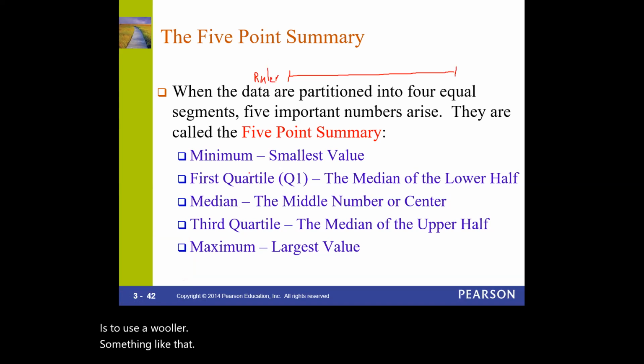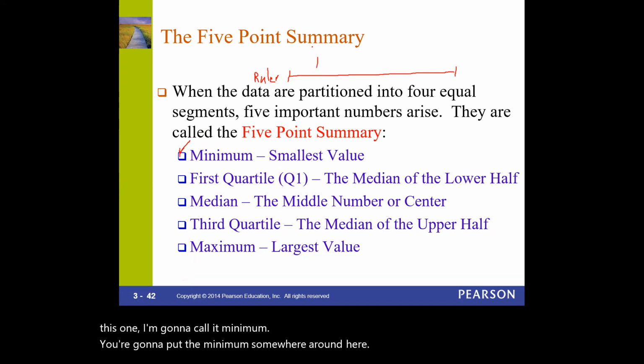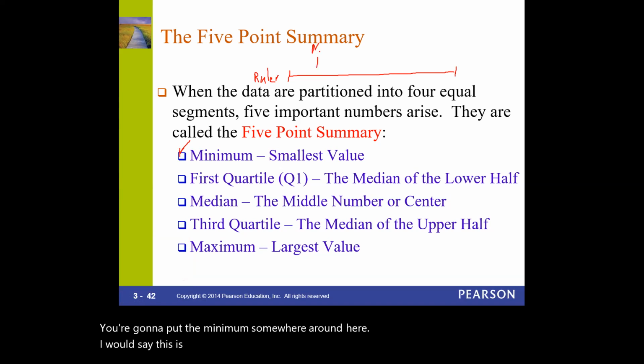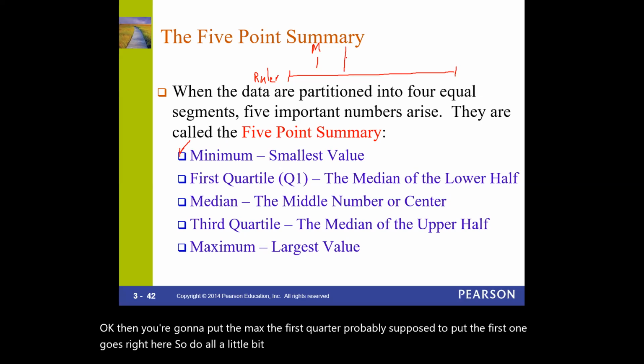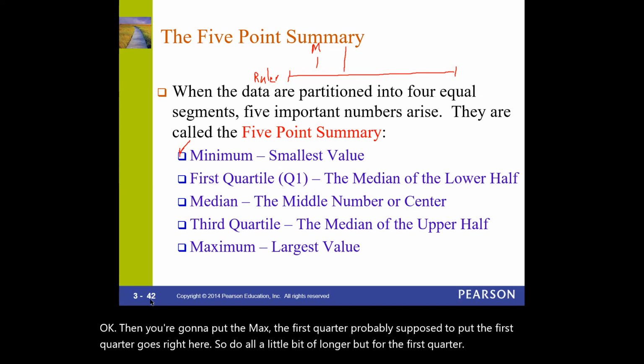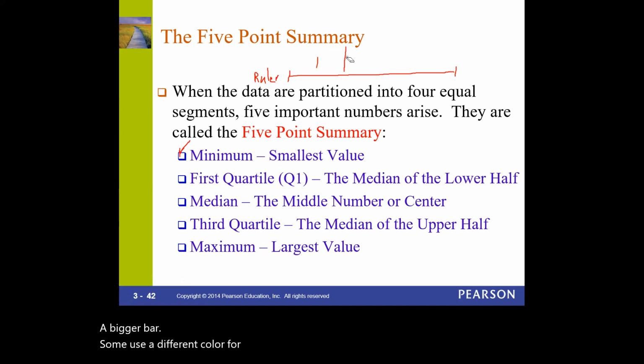So what I'm going to do is place the minimum. Suppose the minimum is, for example, this one. I'm going to call it minimum. You put the minimum somewhere around here. I'll put M for minimum. Then you put the first quarter, which goes right here. You do a little bit longer bar for the first quarter, a bigger bar. We can use a different color for them instead.